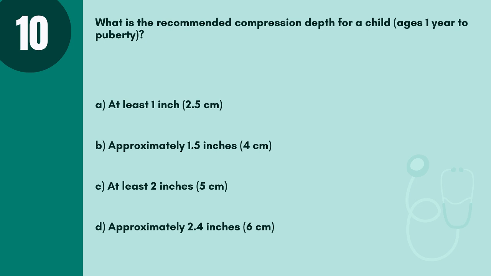Question 10. What is the recommended compression depth for a child, ages 1 year to puberty? A. At least 1 inch, 2.5 centimeters. B. Approximately 1.5 inches, 4 centimeters. C. At least 2 inches, 5 centimeters. D. Approximately 2.4 inches, 6 centimeters.